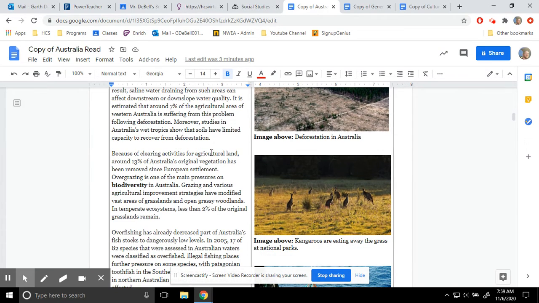Because of clearing activities for agricultural land, around 13% of Australia's original vegetation has been removed since European settlement. Overgrazing is one of the main pressures on biodiversity in Australia. Grazing and various agriculture improvement strategies have modified vast areas of grassland and open grassy woodlands. In temperate ecosystems, less than 2% of the original grassland remains. So, that means 98% of the grassland has been destroyed.